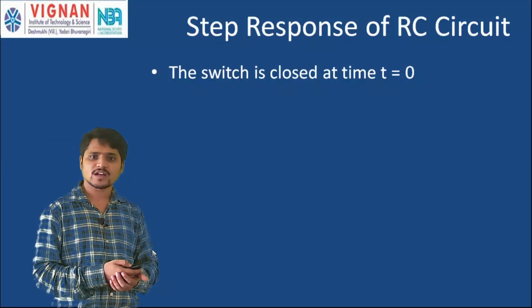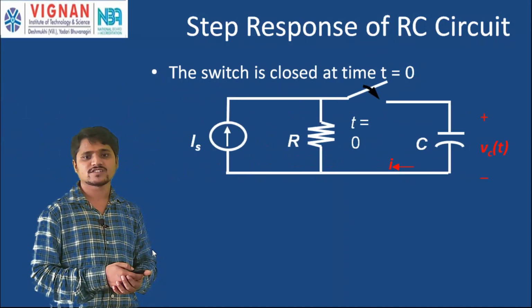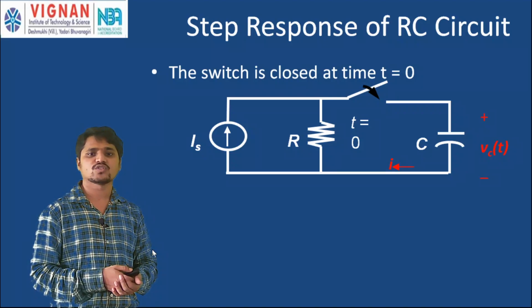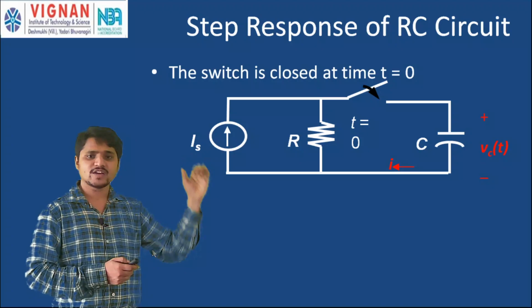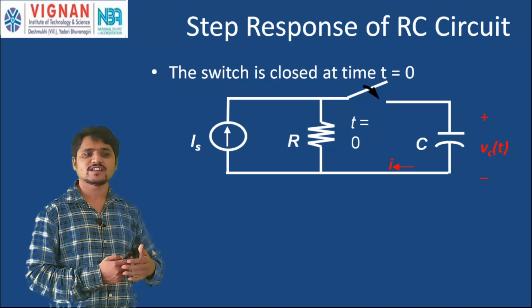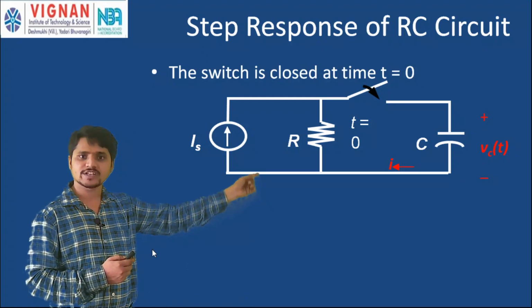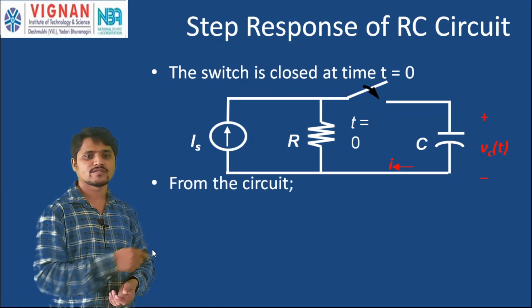Step response of RC, that is the resistance and the capacitance in series. Now see the RC circuit. The switch is closed at t equal to 0. Earlier the switch was open, but at t equal to 0 the switch is closed. So what is the current I, the red color one, and the voltage across the capacitor Vc of t? You have to find out those values.